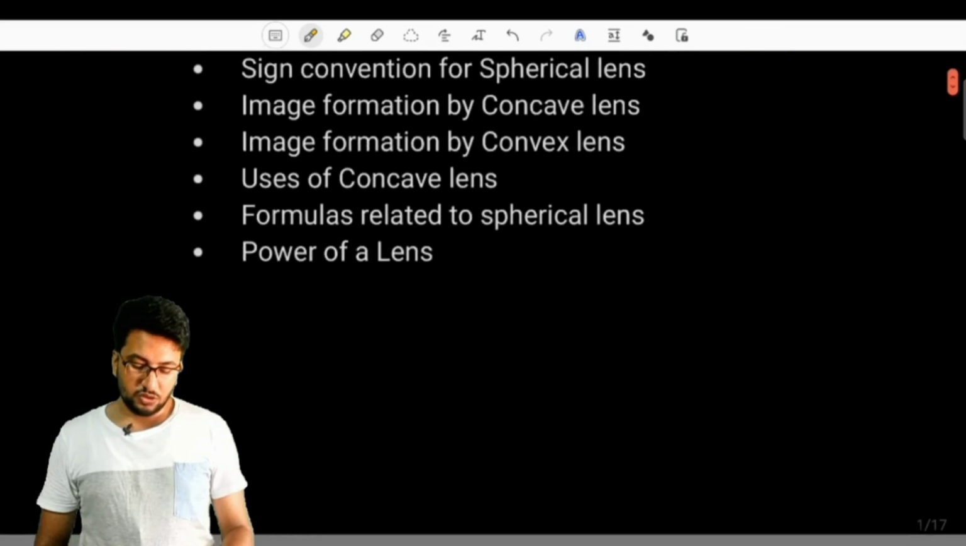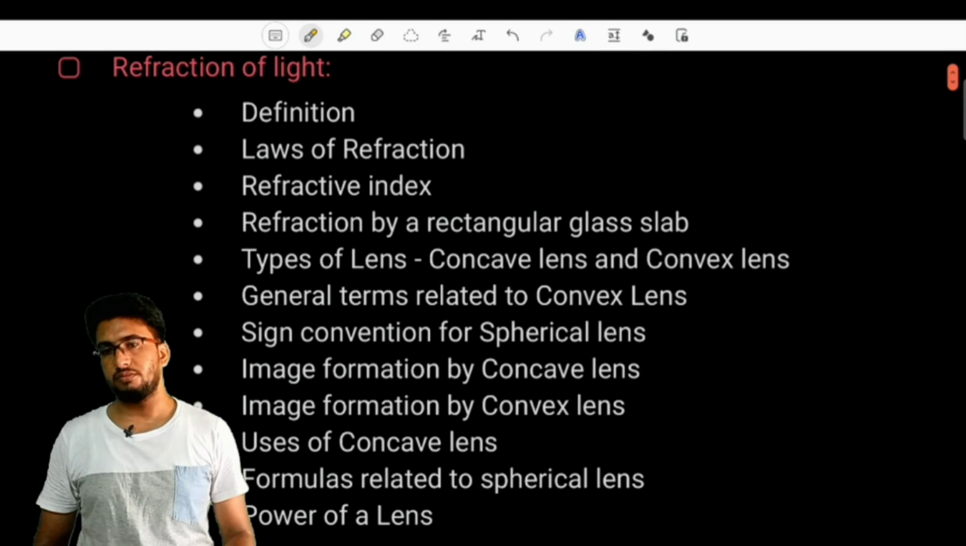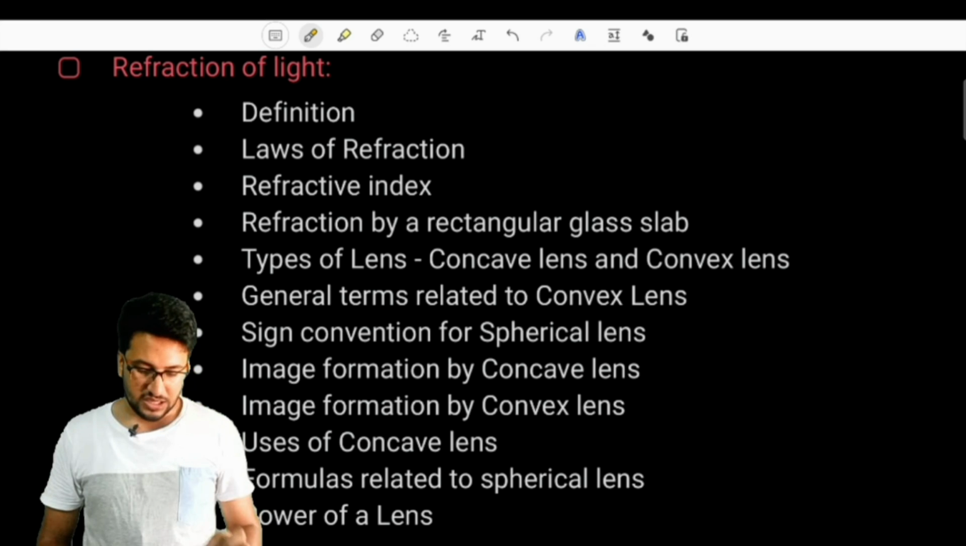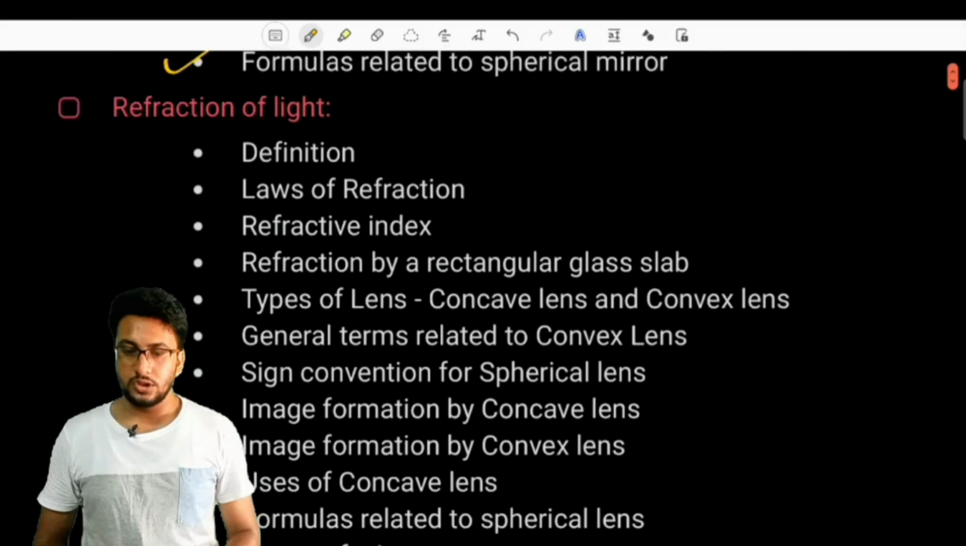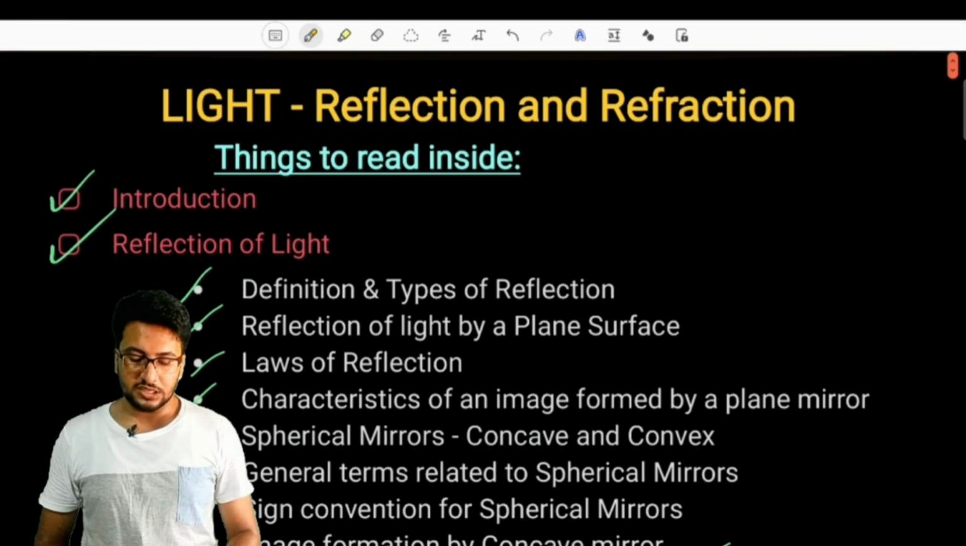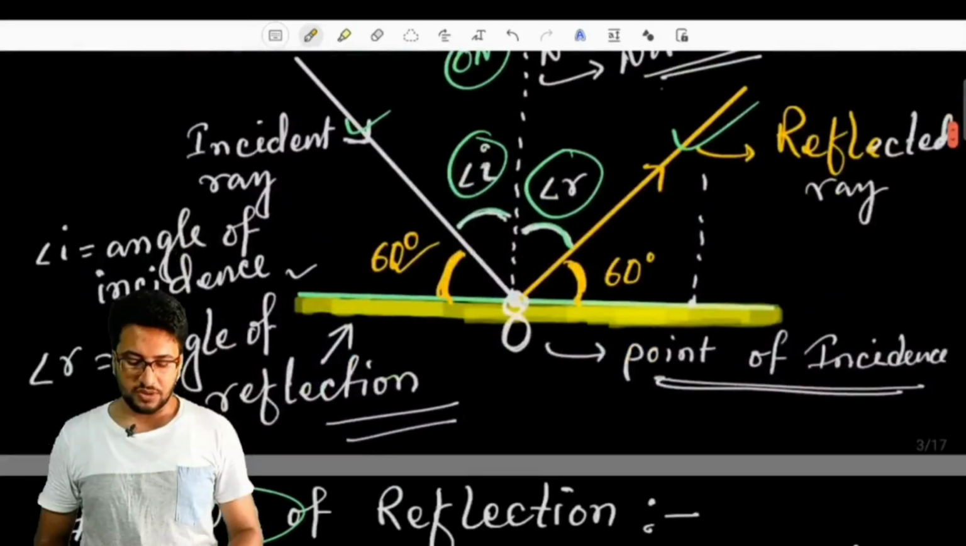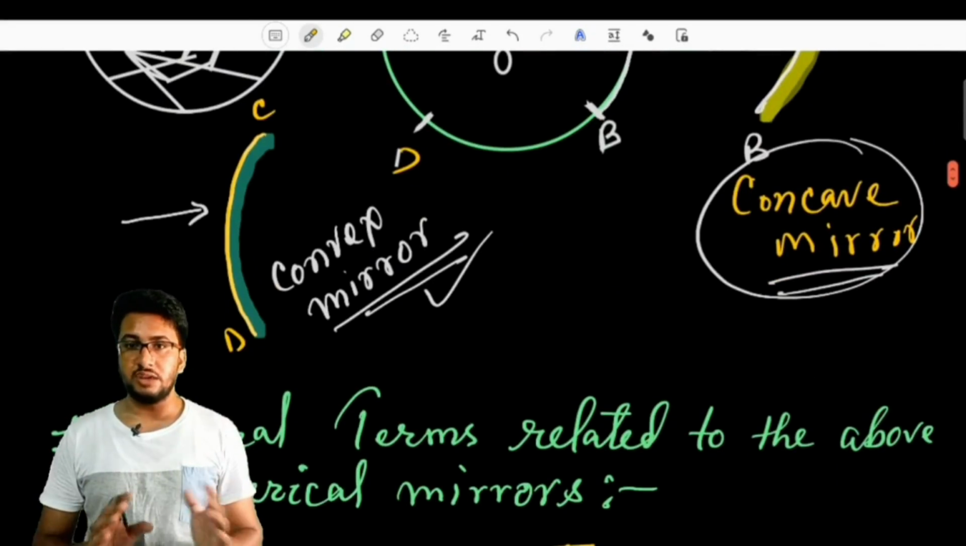Lastly, we need to see the refraction of light. That section is about to be discussed, and I think 3 or 4 more sessions are required to clear the chapter. So keep observing all the lectures made previously, and that lecture will also be uploaded.